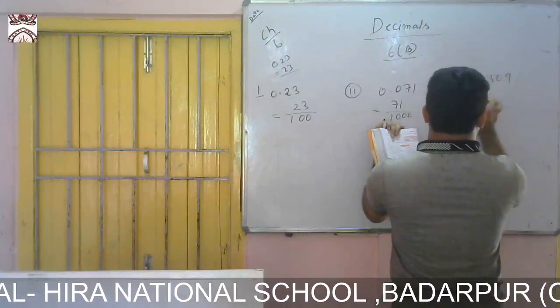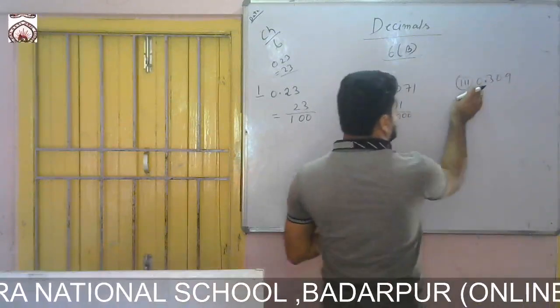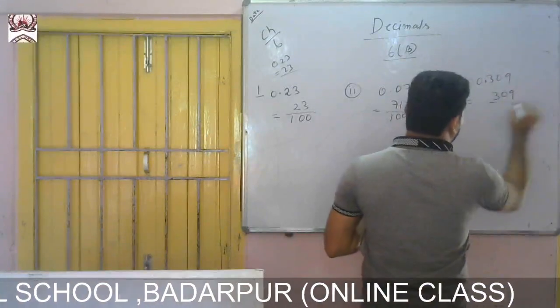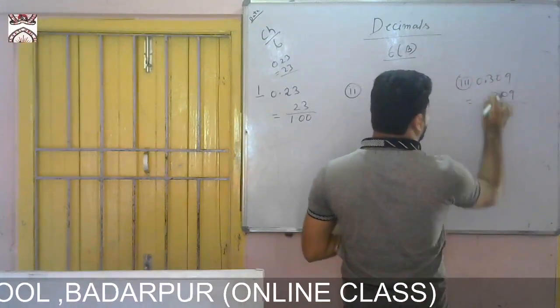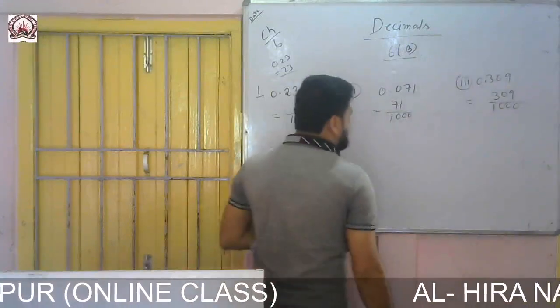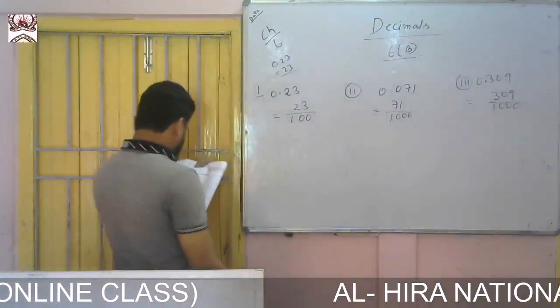309.309. Okay. So if you omit this point, then it will be 309. Then for the point I put what? 1, 2, 3 digits. Okay, so it is thousands. Okay.